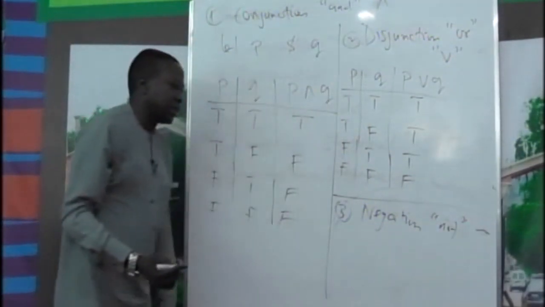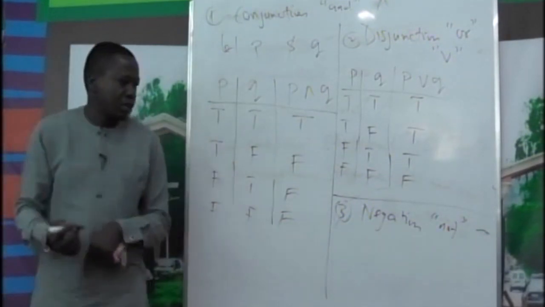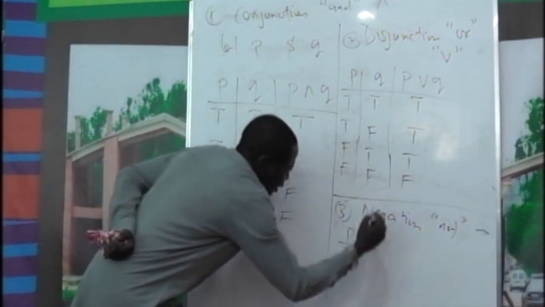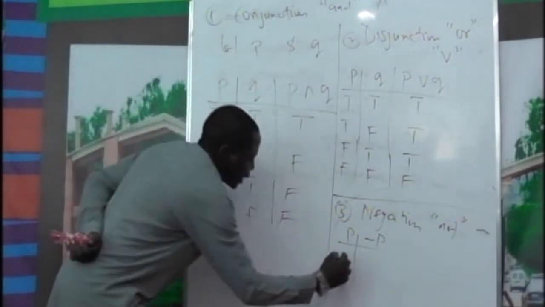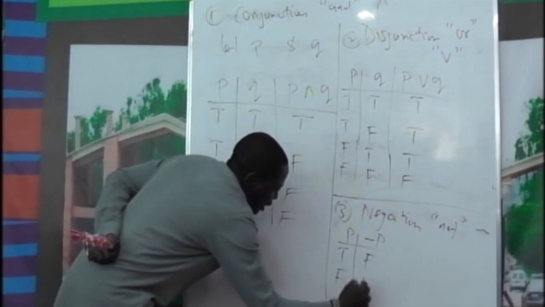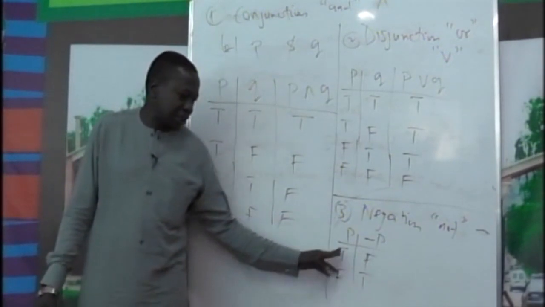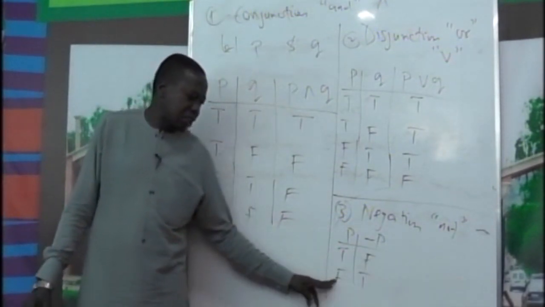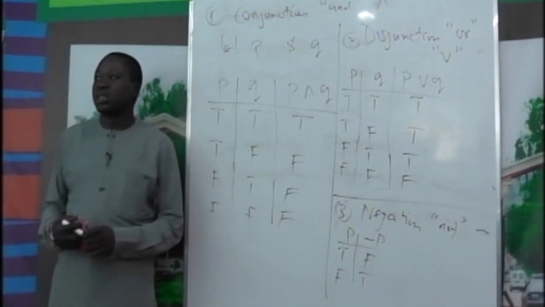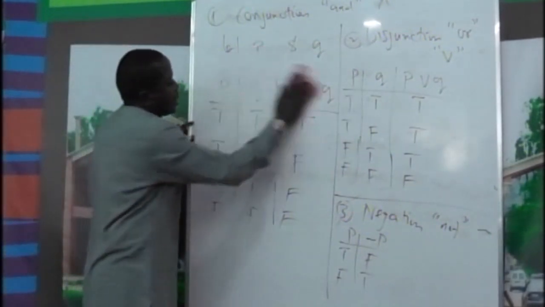If a statement is true, to negate it, it becomes false. Like for example, if I have my P here, and here is negation P. If my P is true, here becomes false. And if my P is false, this place will become true. Simply just negate. When you have a true statement, it becomes a false statement. When you have a false statement, it becomes a true statement. That is negation. The fourth one. Let me clean this side.